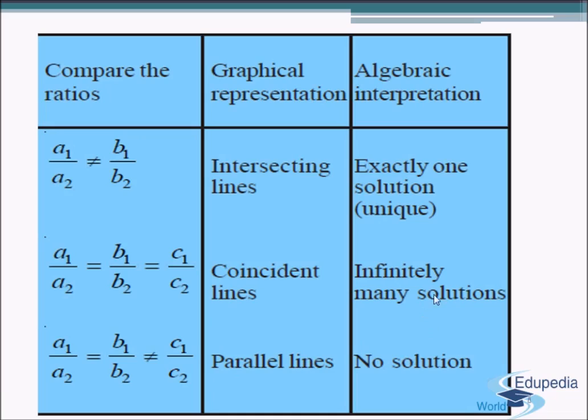So friends, that was all about how to deal graphically with the pair of linear equations.